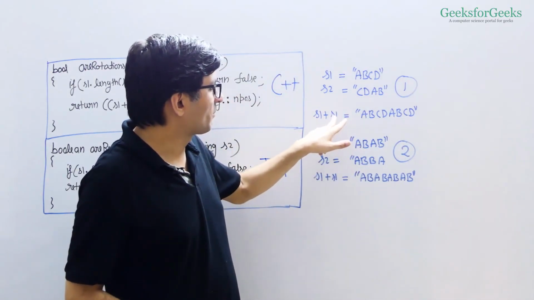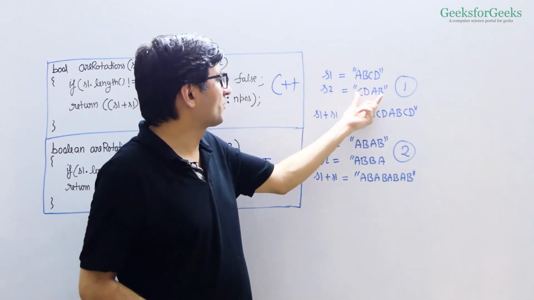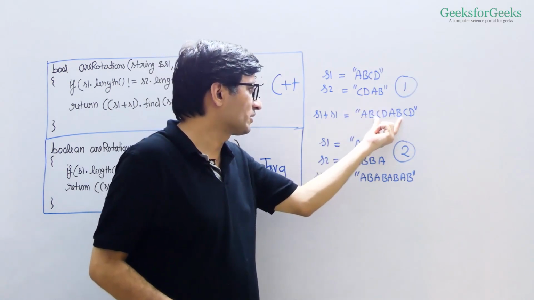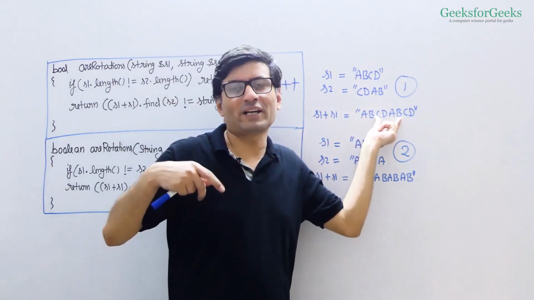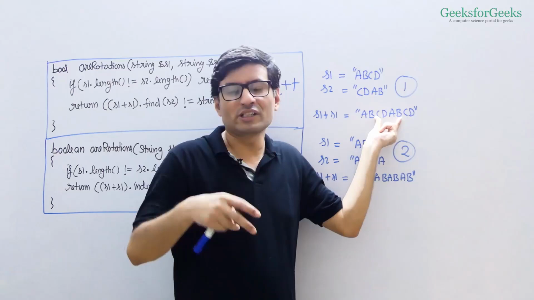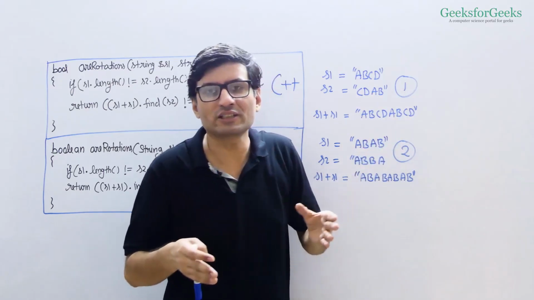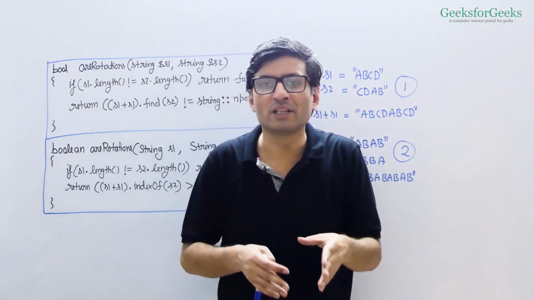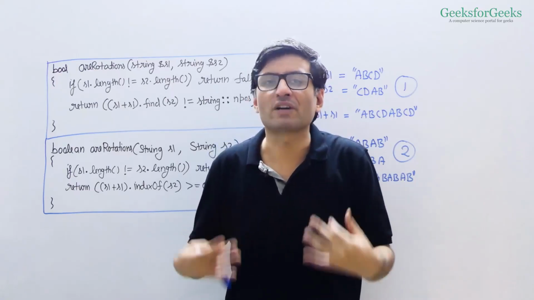So S1 plus S1 is ABCD ABCD. Now if you search S2 in it, it's present here, CDAB. It is the same as a pattern searching algorithm in a circular way. Instead of going in a circular way, what I have done here is I have concatenated S1 with itself so that I can use standard library functions.